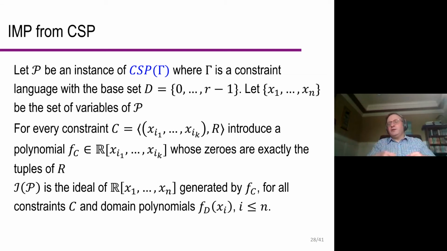We introduce domain polynomials that say, okay, every variable must be 0 or 1, and then we say if they're 0, 1, they better be different. And that would be the instance and constraint polynomials in our sense here. Okay, good.